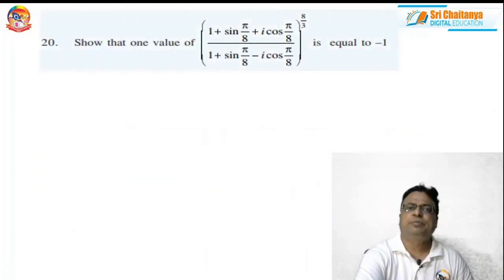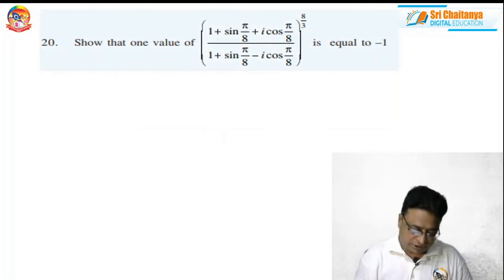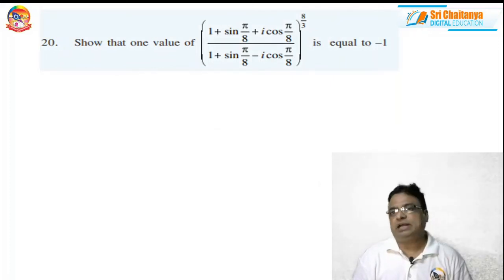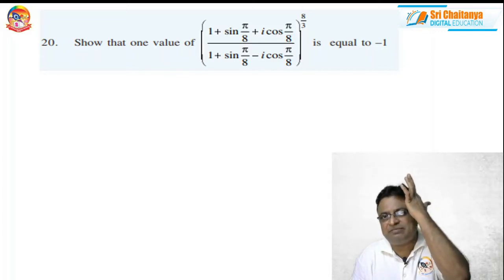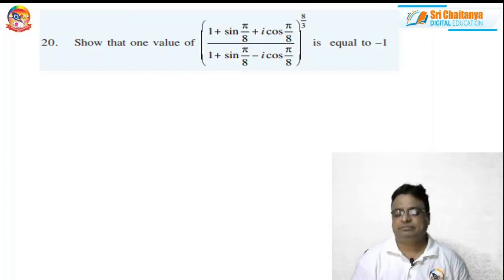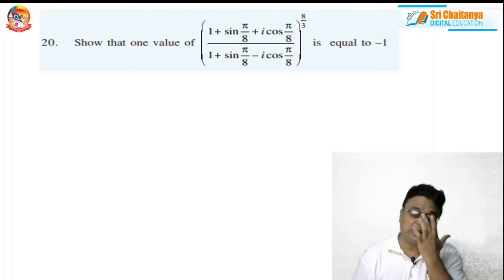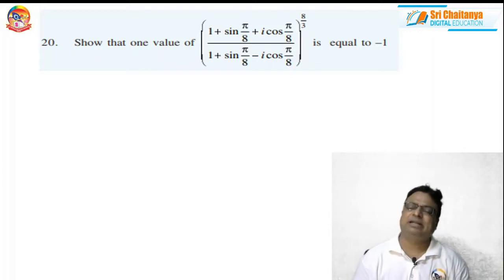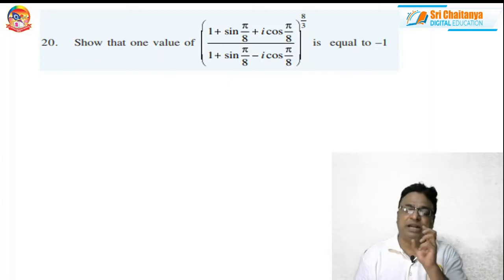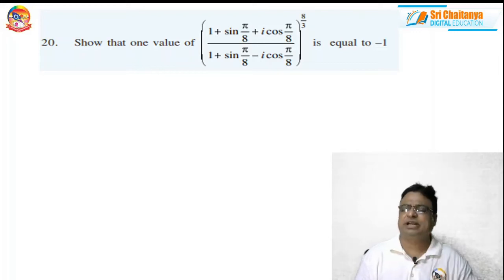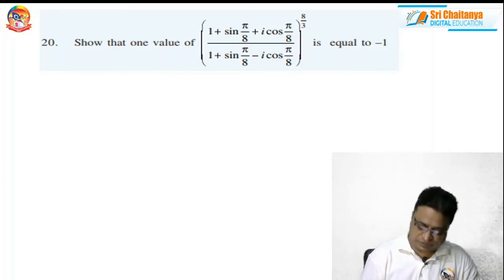Now coming to problem number 20. Show that one of the values. Again, why has he mentioned one of the values very clearly? Because 8 by 3 is given. So actually, it is one of the values they mentioned. But in general, whenever an irrational power is given, you need to write a general value. Not necessary, but after simplification you can get the answer very easily, directly also.